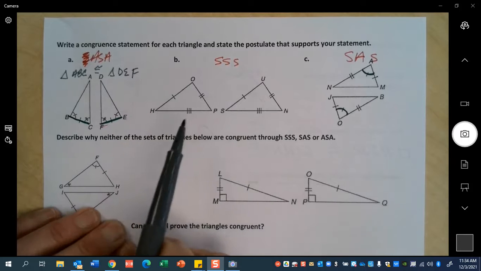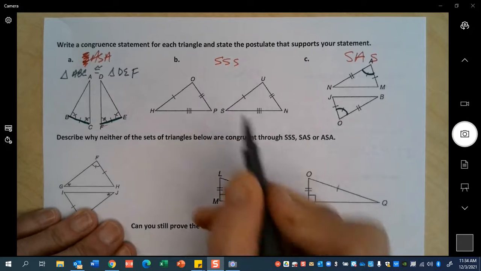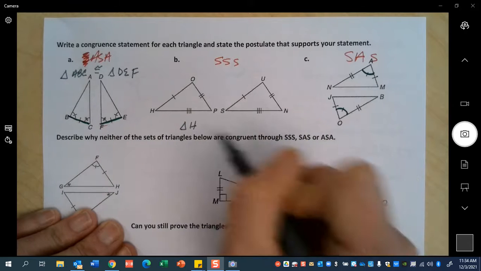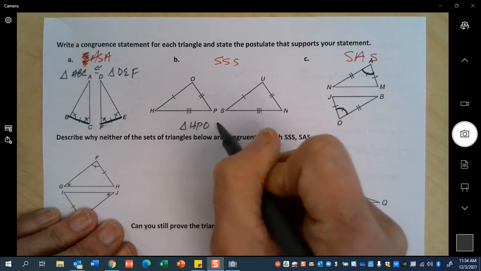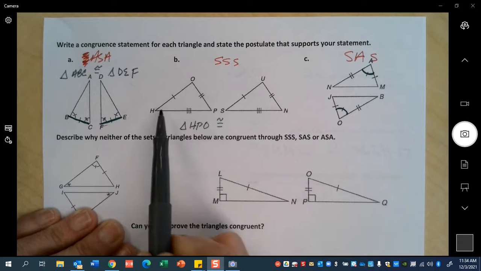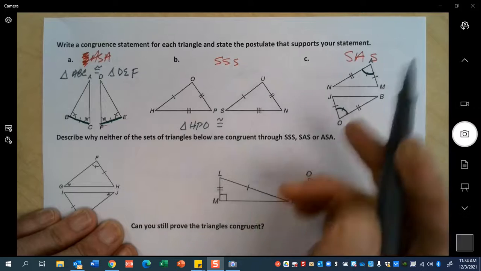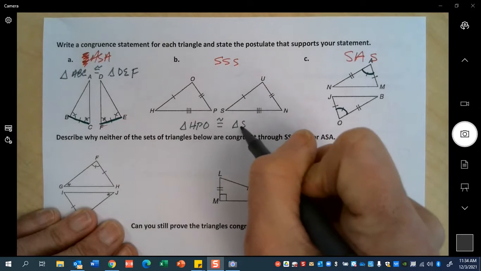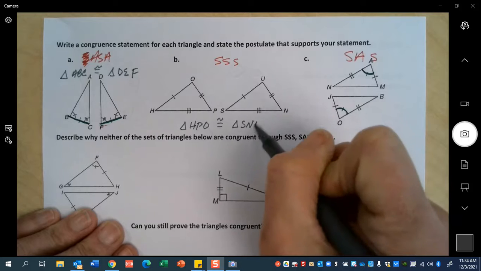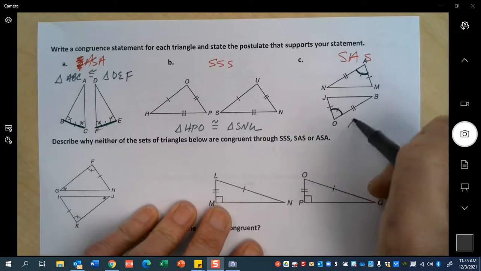All right, somebody call out a way to name this triangle here. HPO. Once Ethan calls this HPO, what letter do I have to start with? S, then I have to go to what? N, then I have to go to what? Very good.